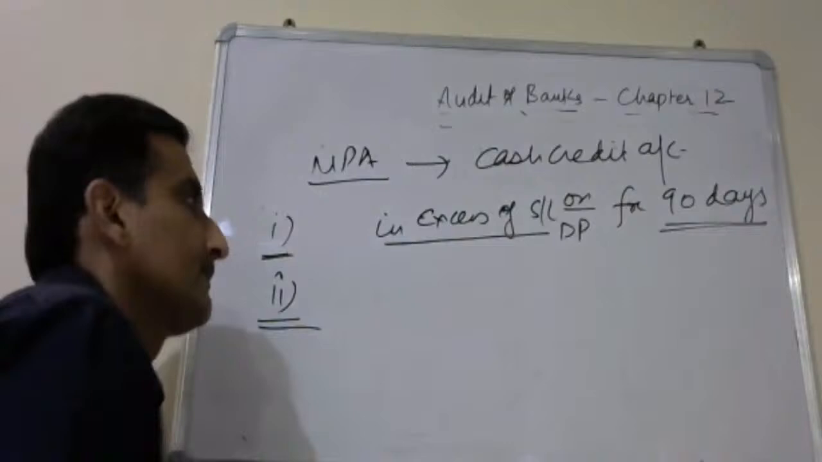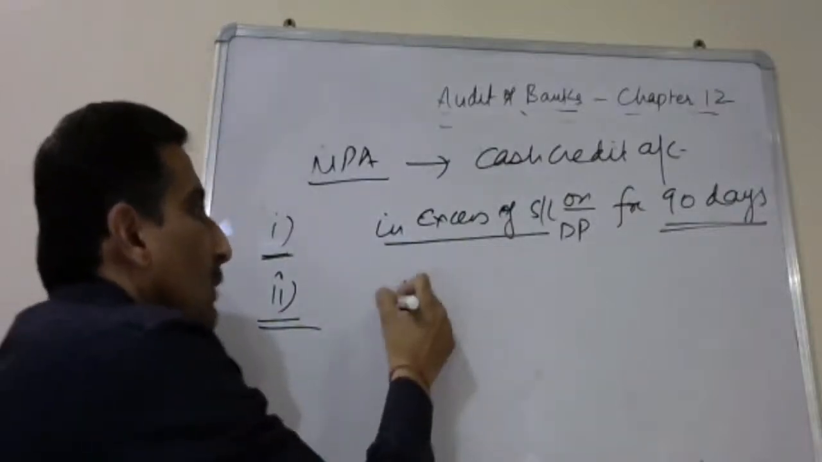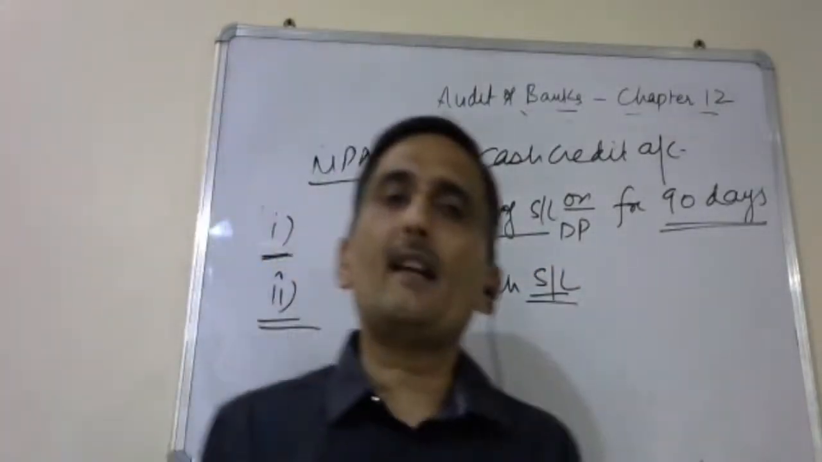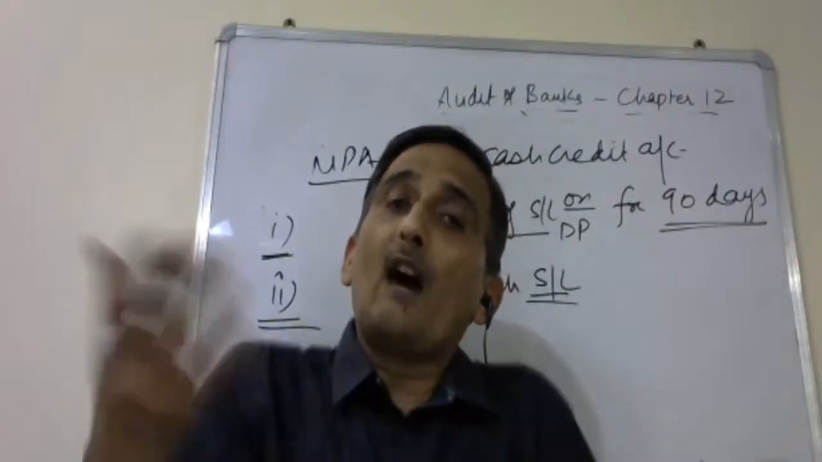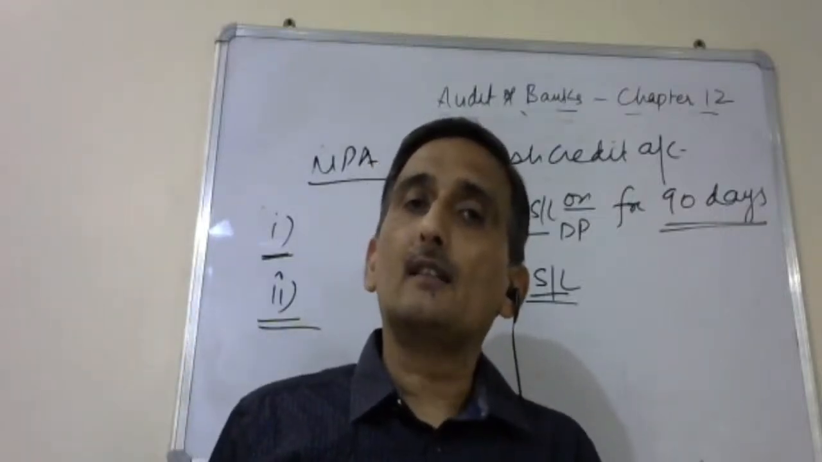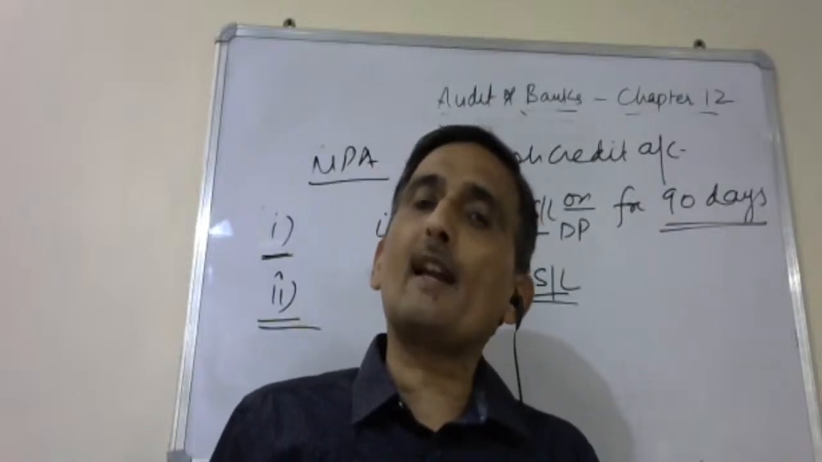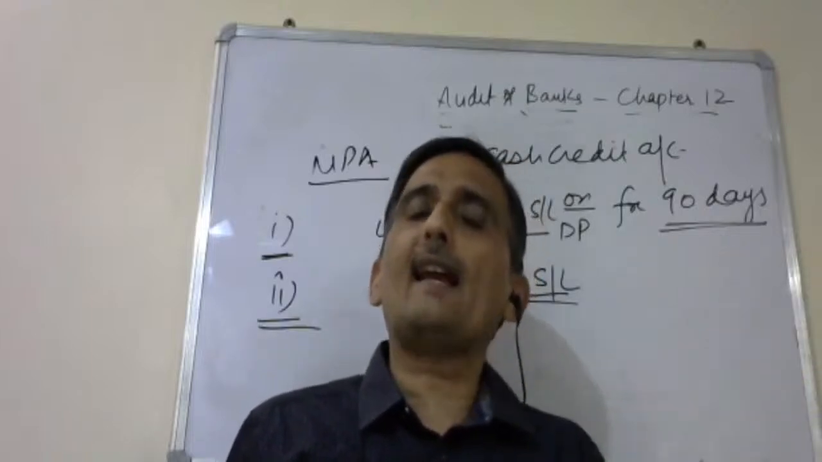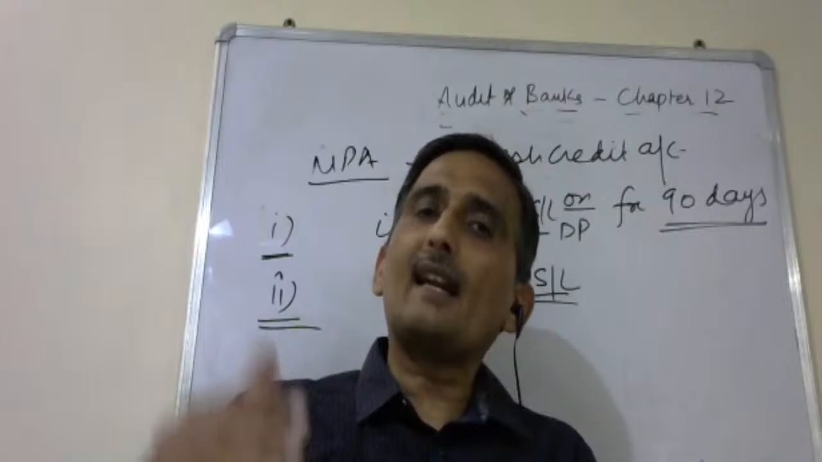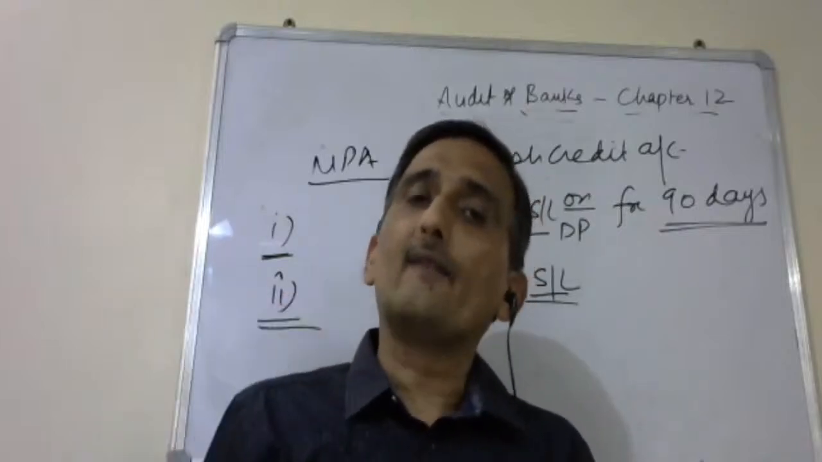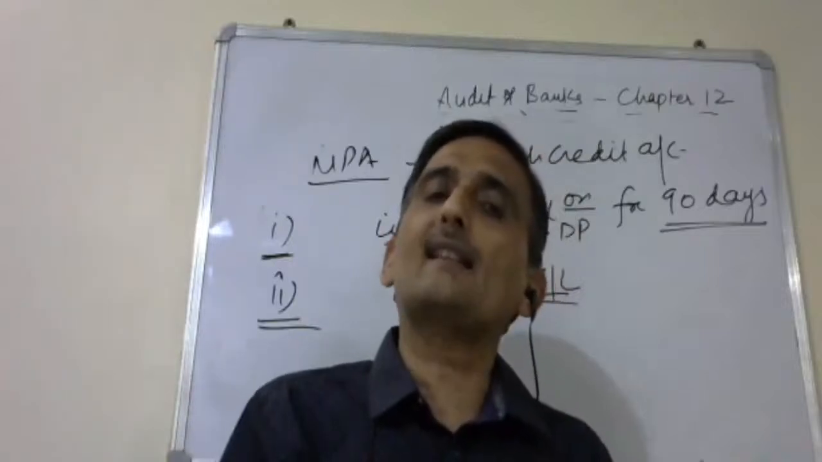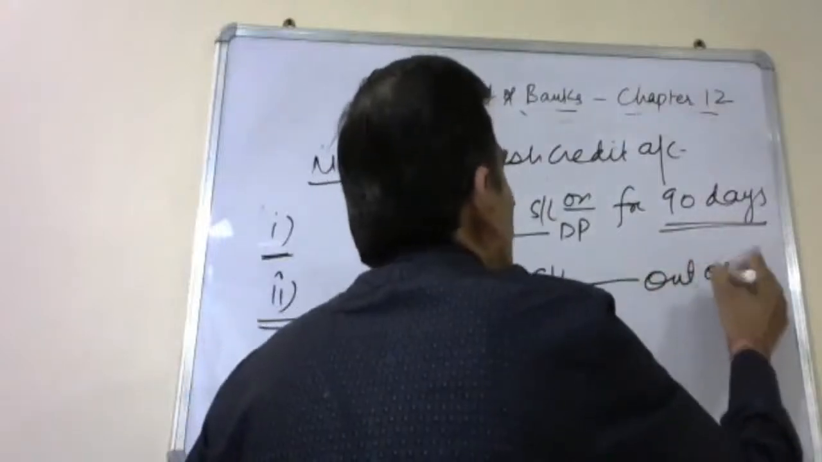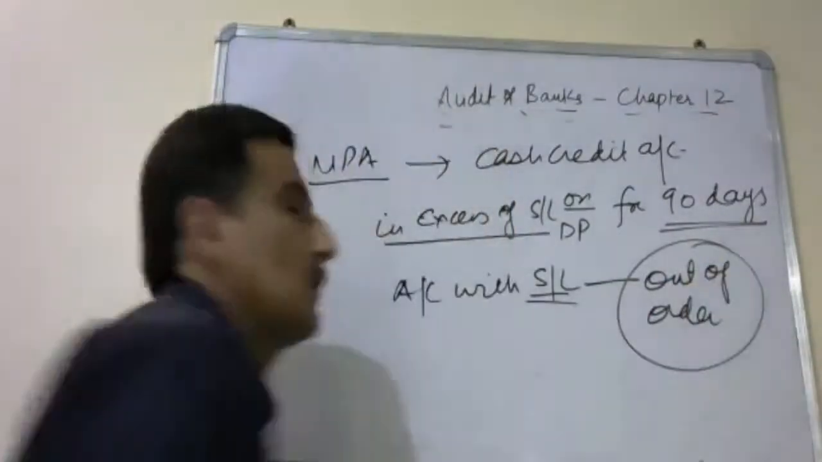Now, what is the second condition? The account is within the limit. Say the account is within the limit of 1 crore. Now you would say, then how would the account become out of order? Yes, there is a possibility that although the account is within the limit of say 1 crore, there are no credits in the account. It means that the account is not operated for 90 days. There are no sales realization, there are no credits in the account for 90 days, then also it becomes out of order.